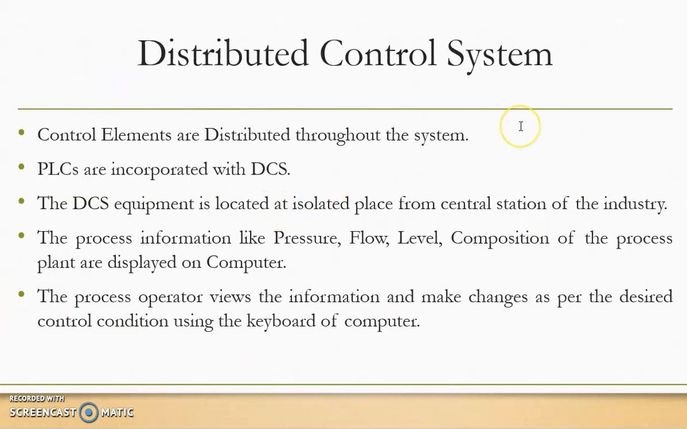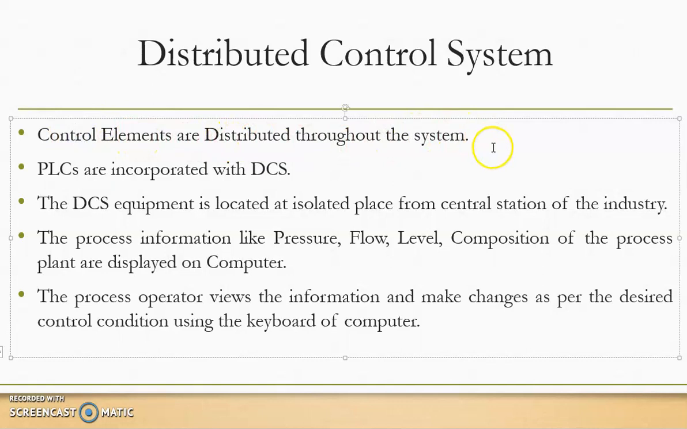Then the next important system is the distributed control system. So what is a distributed control system? I will tell you three important points, and then we'll go back to the diagram, and then you will understand. Control elements are distributed throughout the system. Remember, the control elements are distributed throughout the system. The PLCs are incorporated with the DCS. DCS is the distributed control system, and PLC is the programmable logic controller, which accepts the data and sends it back, meaning it is used as a transmitter for accepting and sending data.